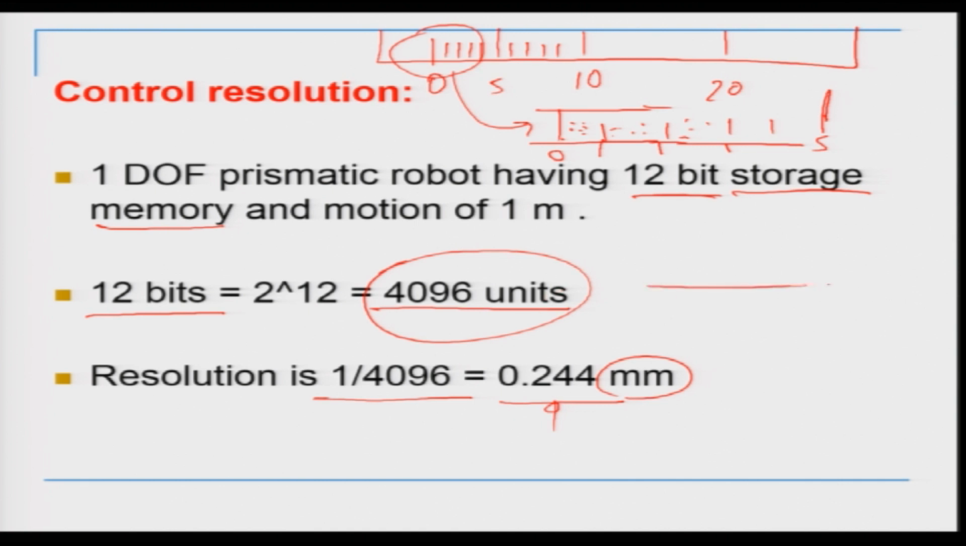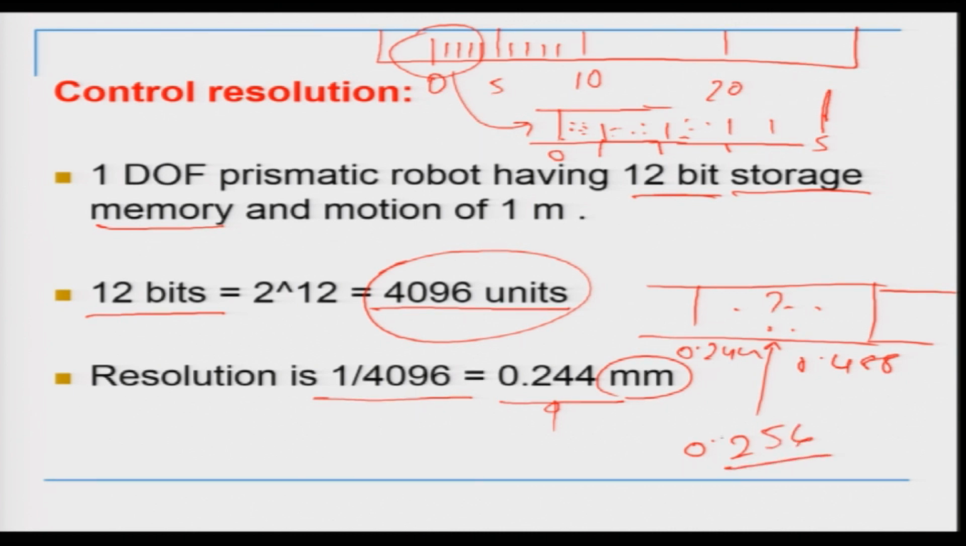So we can have something like this. We have 2044, and the next one is going to be 488, 0.488 is the next one in that order. So you cannot have anything inside here. Suppose I want to ask the robot to go to 0.256, it cannot go because this number is not in the memory of the robot anymore. Okay. Because it's a 12-bit storage.